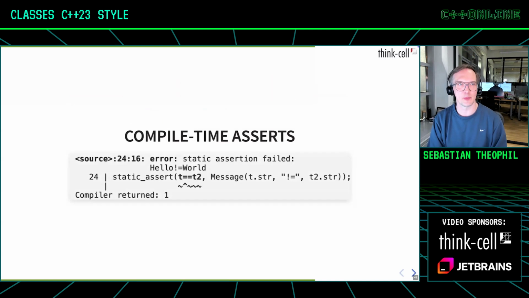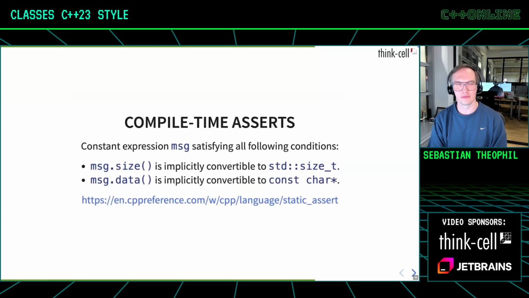And indeed, we get a much better error message that tells me that hello is not equal world. And the return value of my poor man's std format has to be any type message, any object that has a size member and a data member that returns a string. And then you're good to go. So definitely a good feature if you're doing a lot of compile time calculations.